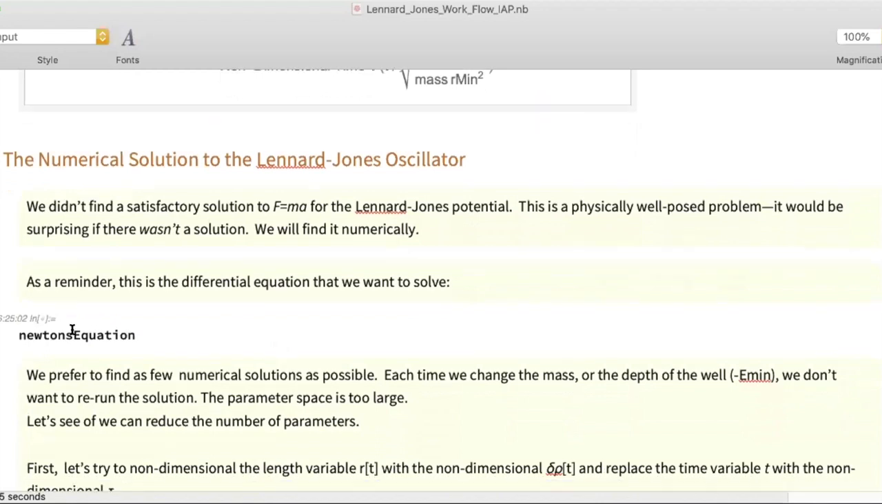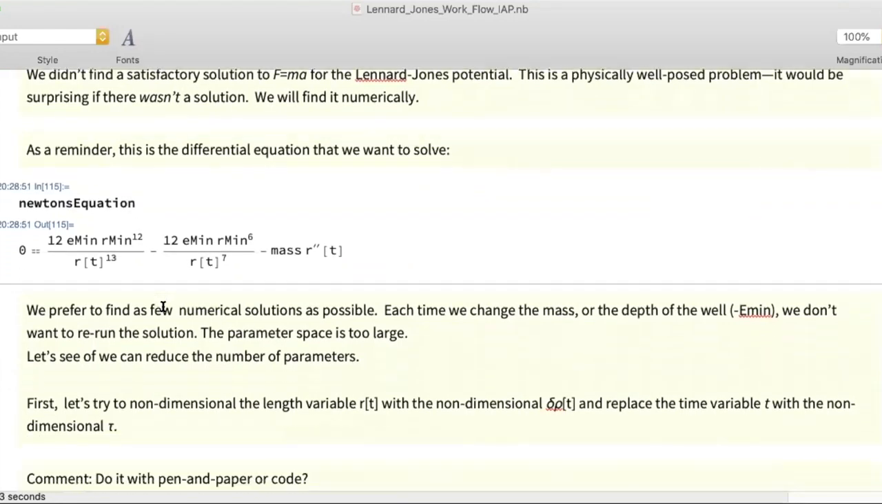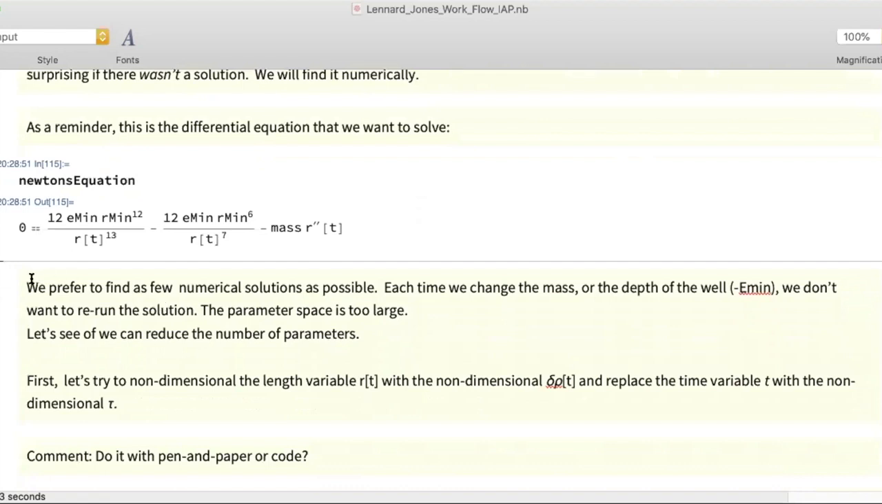Okay, all right. So here is Newton's equation. This is what we want to solve. And this is the full nonlinear version that we worked out before. Okay, so we prefer to do as few numerical solutions as possible. So each time we change the mass or the depth of the well, we don't want to rerun the solution. We just have a very large parameter space, and we don't need to do that.